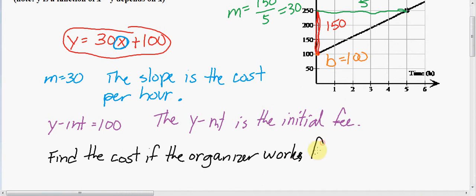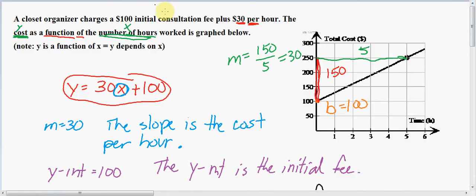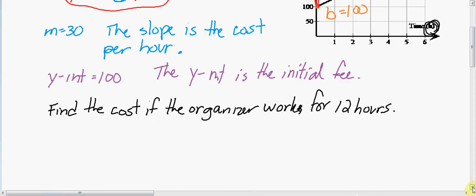Works for 12 hours. So that's the problem that I want to answer. If I go back up here and look at my original problem in my graph, I see that the number of hours is x right here in the problem. I look on my x-axis, and that is hours right there. So that tells me that in my equation, y equals 30x plus 100, I want to substitute in that 12 in for x.